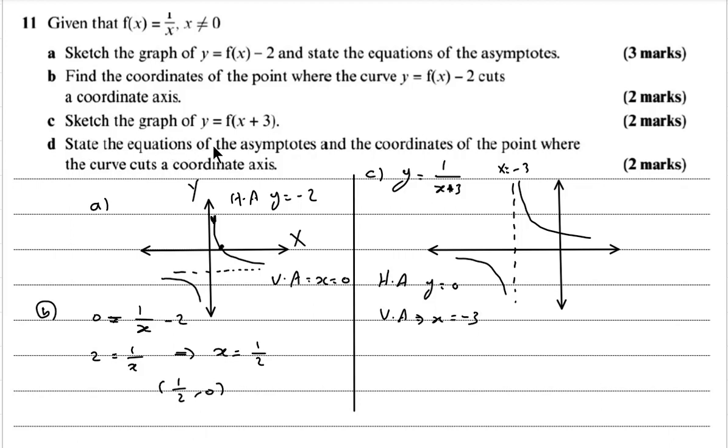The question also said find the point where the curve cuts a coordinate axis. The question asks about this point at which x equals 0. For x equals 0, in this case, y will be 1 over 3. So the point should be 0 and 1/3.